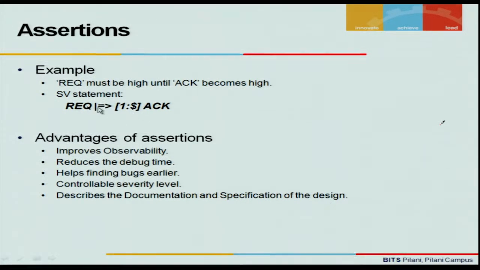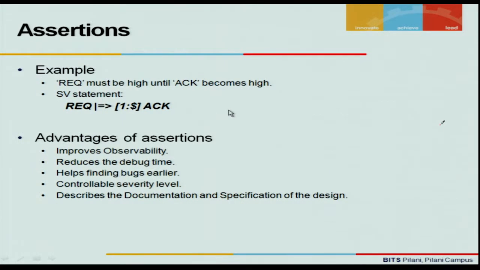This is the implication operator in SystemVerilog. It says request is high, then you wait for ack, and until it comes you keep request high. So in this way you can write all these behaviors of your design in statement form, and this can be evaluated as true or false. If it is true, I am good. If it is false, it's not good. You need to check your design.